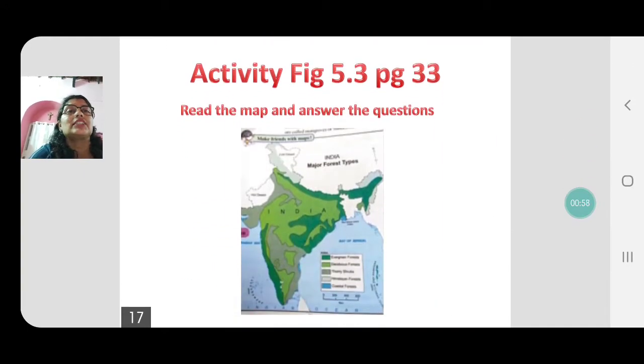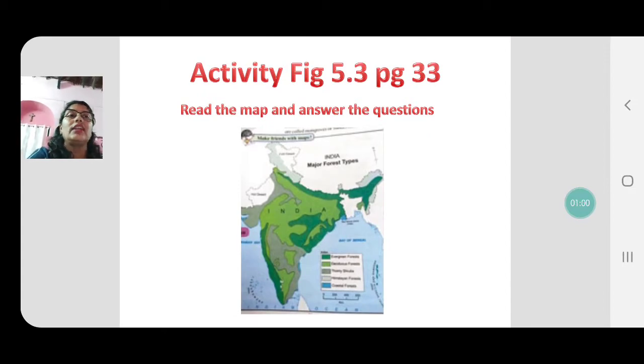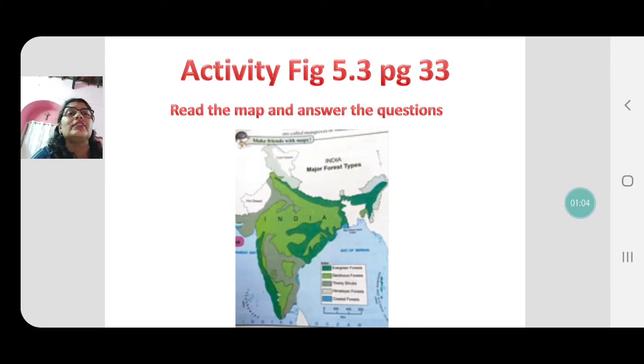We have an activity on page 33, 5.3. You have this map there. There is an index given. For the index and the map, I would advise you to refer to the textbook because it's not very clear here. Look at the index.